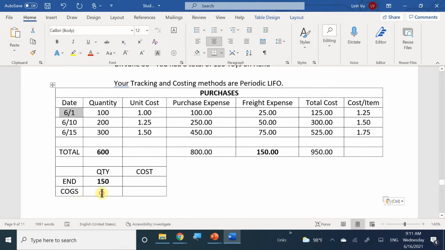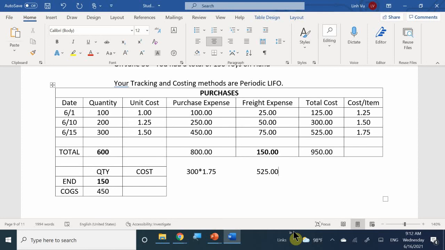If I have 150 left, we know that we sold 450. So in this case, now let's calculate it. How am I going to calculate this? If I'm using LIFO, which batch am I going to be taking out from first? The 300. We're going to take all of it. And the 300 cost me $1.75 each, which gives me a total cost of $525.